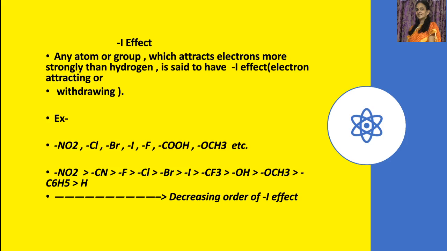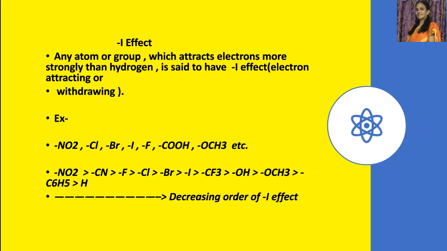Here, let us see a few examples which come under minus I effect. These are the NO2 group, Cl, Br, I, F. This is the COOH group. This is the methoxy group. These are the different groups which exhibit minus I effect. That is what they will do: they attract the sigma bond or valent bond electrons more towards themselves. They are known as minus I effect groups, or electron withdrawing groups, or electron attracting groups.